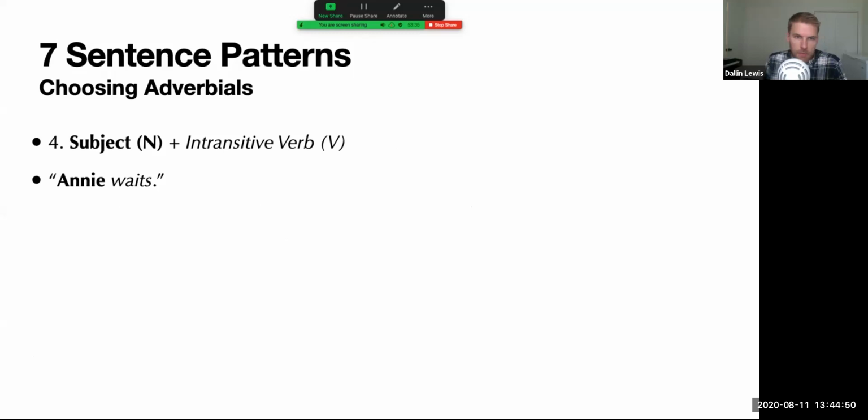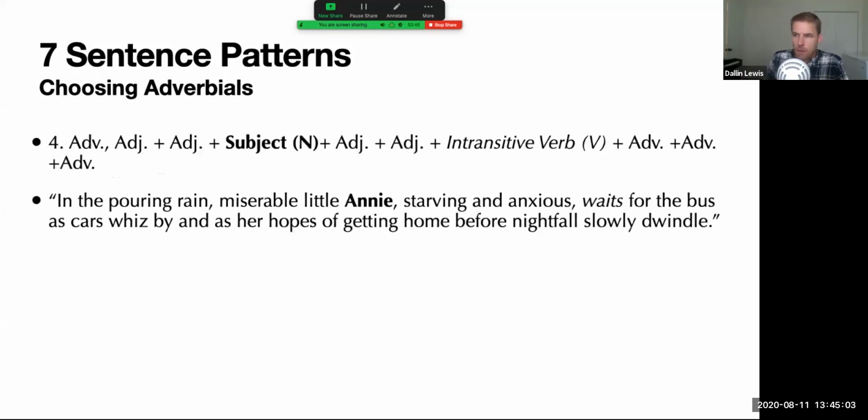So let's take an example. This is a simple sentence with a single noun and a single intransitive verb. Annie waits. No adjectives, no adverbs, no modifiers. This is sentence pattern number 4. Now let's add some modifiers to that.